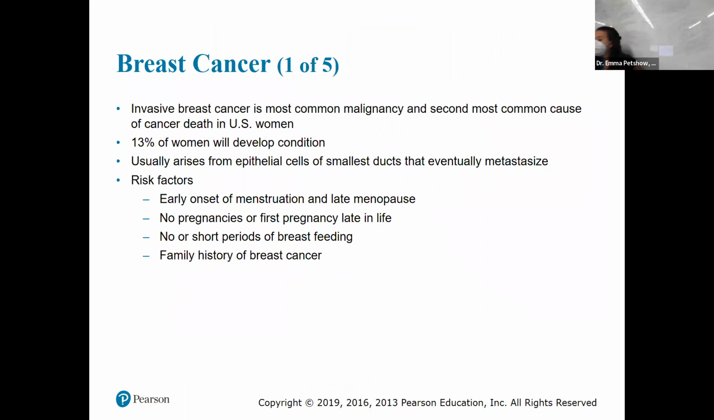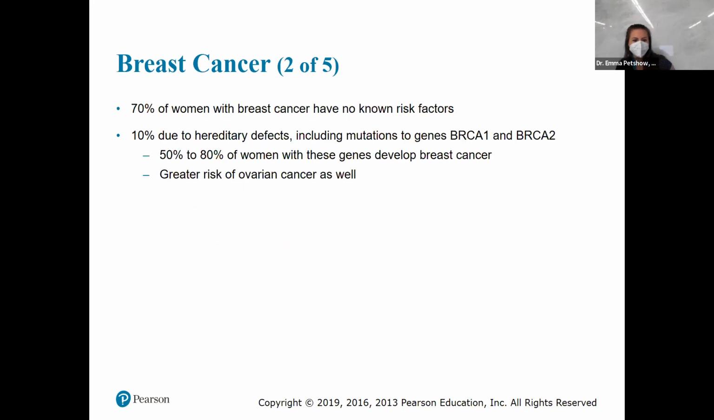Breast cancer is the most common malignancy and second most common cause of cancer death in US women. Very common. You may have a question about it on your test. Nulliparous women or first pregnancy late in life are risk factors. Early onset menstruation or late menopause are risk factors. No or short periods of breastfeeding or family history. But a lot of women will have breast cancer with no known risk factors.